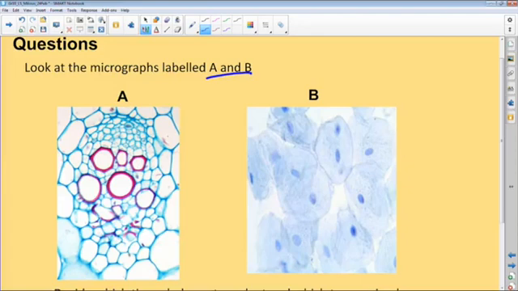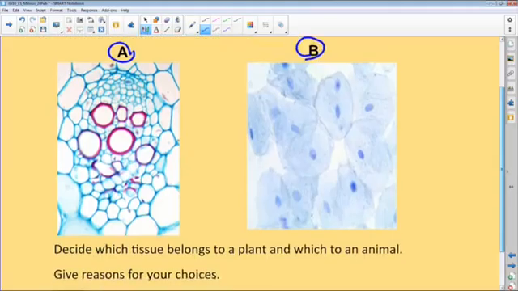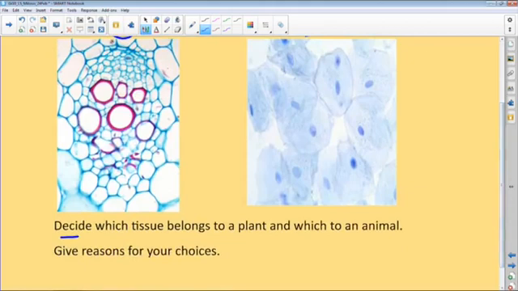What I want you to do, I'm going to give you 3 minutes. I want you to describe which tissue belongs to a plant and which belongs to an animal. And I want you to give a reason for your choice. Okay, 3 minutes. You ready? Let's see what you've got. Go.